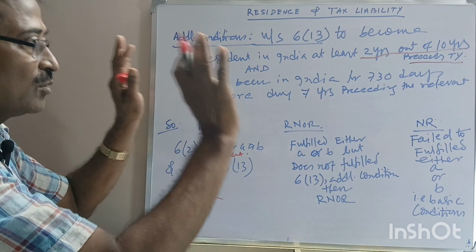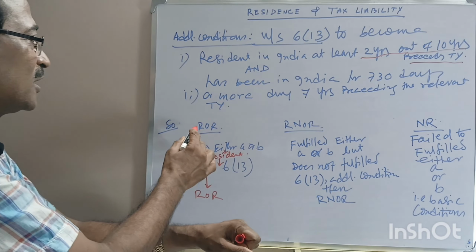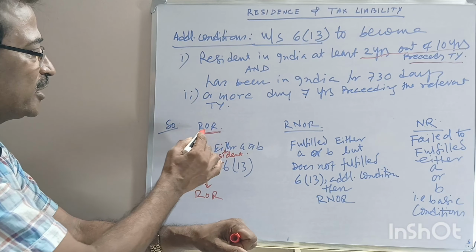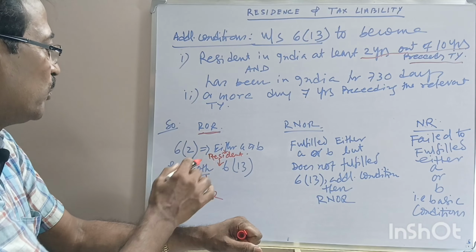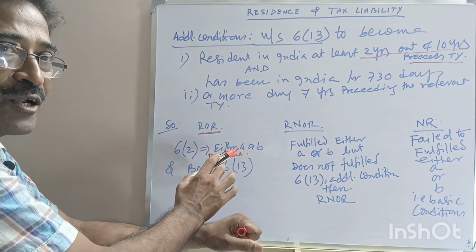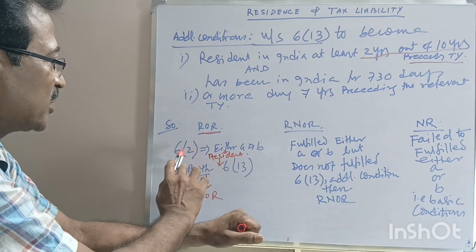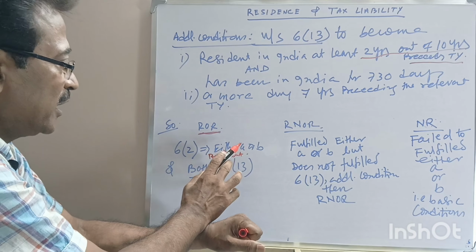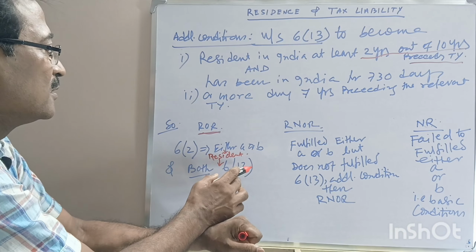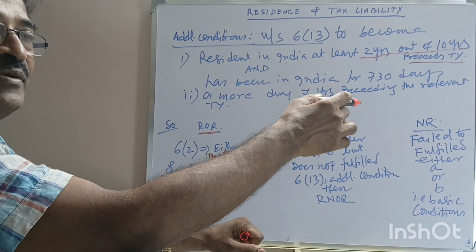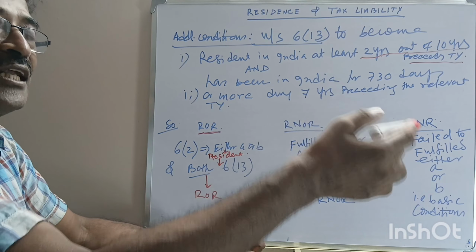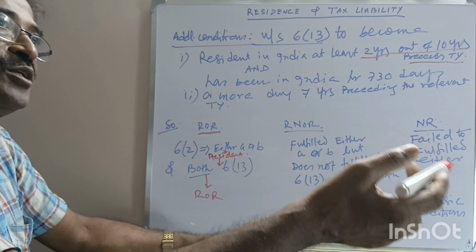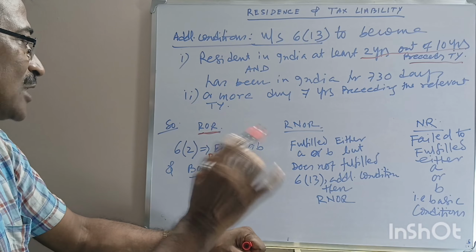Now, to sum it up. For resident and ordinary resident, one has to fulfill either of the conditions as stated in section 6(2) A or B. That is 182 days in the relevant tax year, or 60 days in the relevant tax year and 365 days during the preceding tax years.